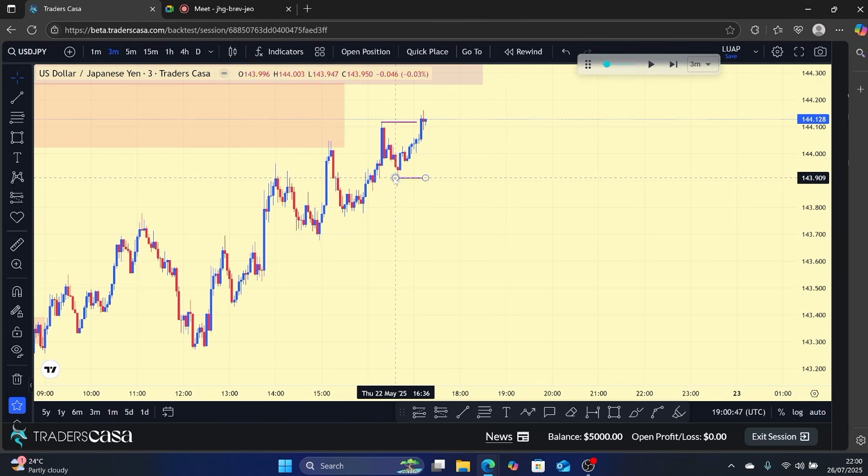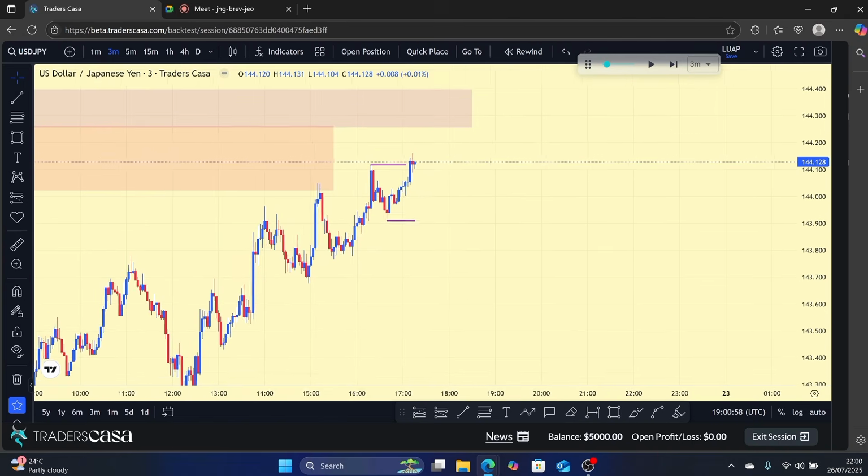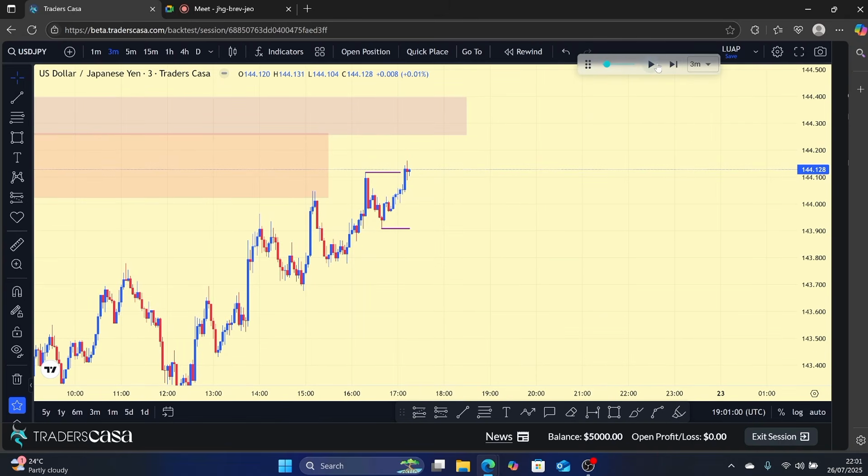Why inducement? Because we have not taken out any low. You can clearly see price has yet to take out any low. This one here, price has yet to take out any low. So this one here is our major inducement. And if price creates another one also, we'll be shifting to the next. So let's see.